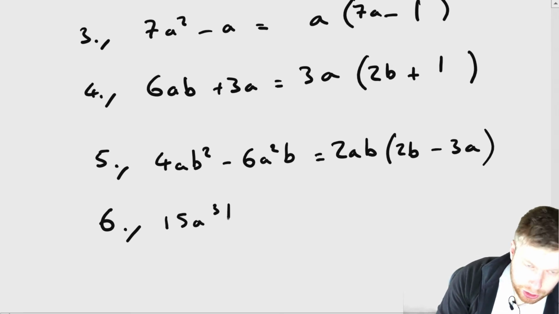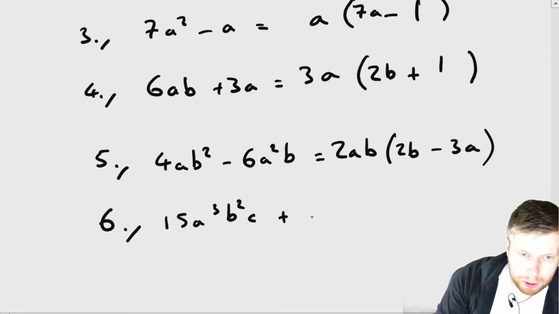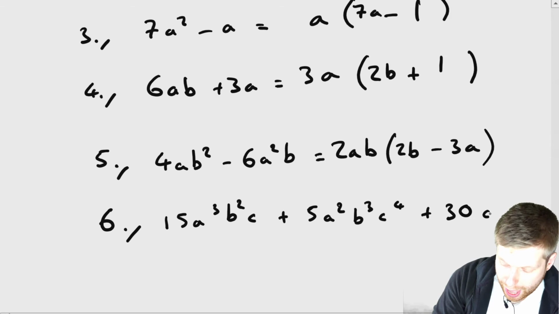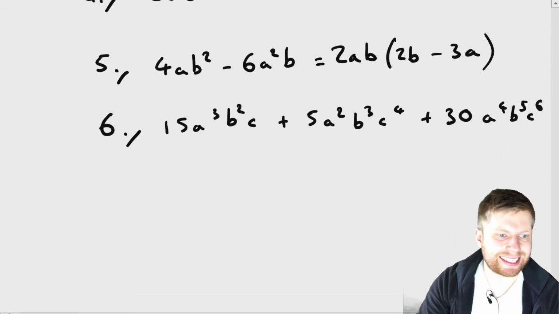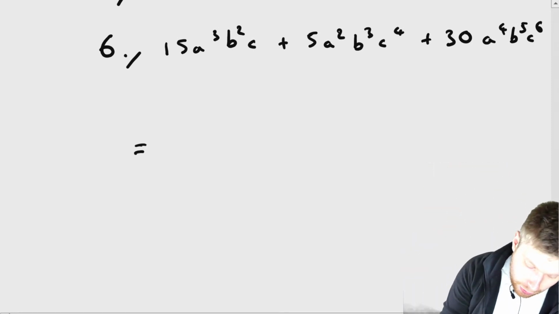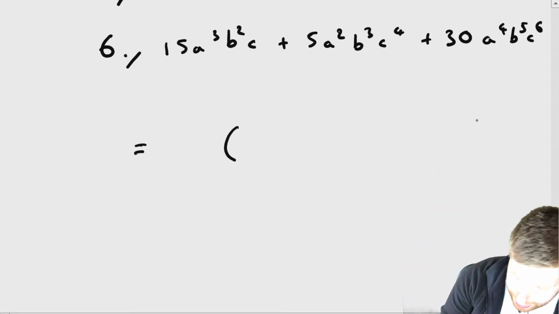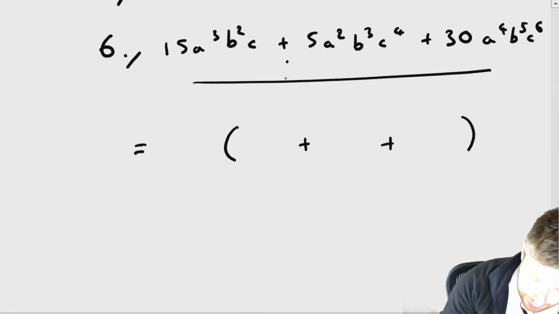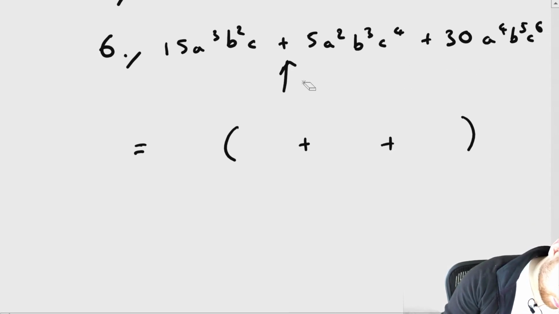So let's try 15a cubed b squared c plus 5a squared b cubed c to the power 4 plus 30a to the power 4 b to the power 5 c to the power of 6. Okay, so don't get put off. It's the same principle as before. So first things first, I need to set up my bracket. So in this case, I'm going to set up a big bracket because there's 3 terms, and I'm going to separate them with pluses because they're both pluses here and here, right?